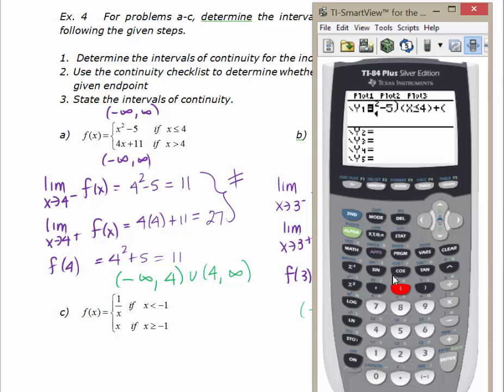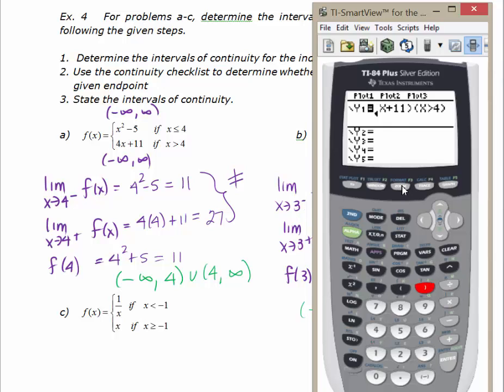So open parentheses, 4x plus 11, close them, and we're going to multiply by the x is greater than 4. So x, we go to second math or test. This time we want greater than, so we're going to hit 3, and that's going to be 4. X is greater than 4.